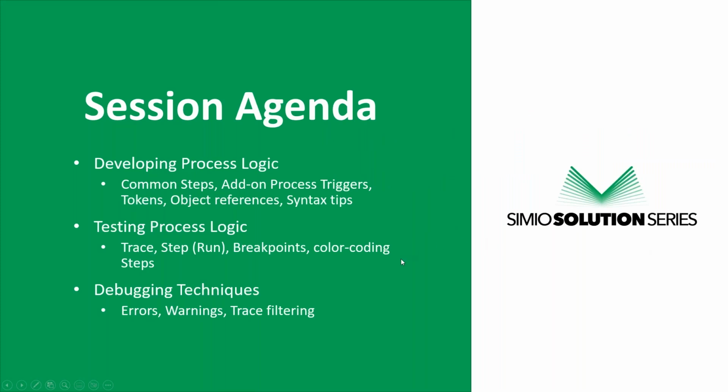Our agenda for today is going to be in 3 categories, more or less. We'll start by developing process logic, and we'll focus on common steps, add-on process triggers, tokens, object references, and some tips for syntax. Testing our process logic using the model trace, a button from our run ribbon called the step button, breakpoints, and by color coding our steps in the process logic. We'll also discuss various debugging scenarios and techniques like errors, warnings, and filtering our trace to help us understand what's happening in the model and ultimately resolve issues.